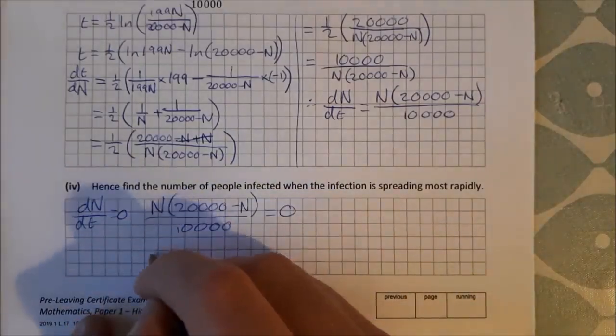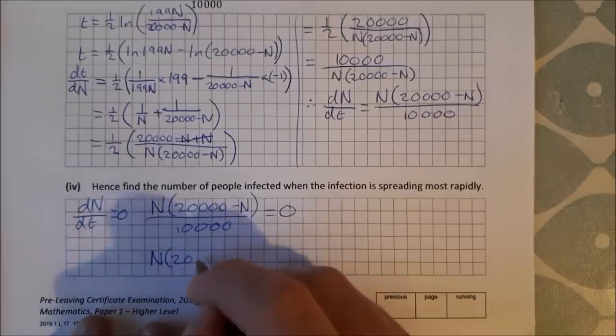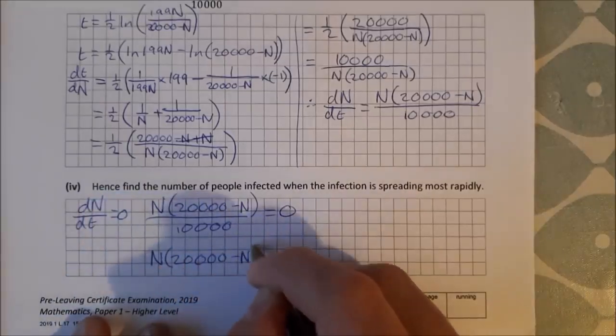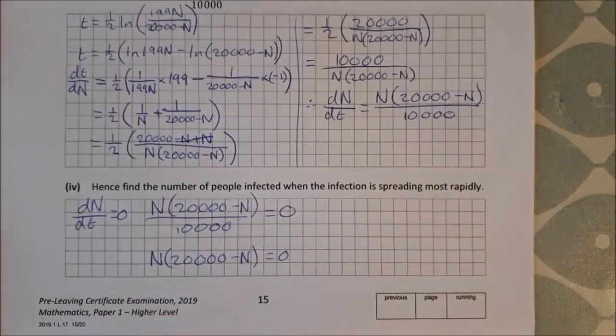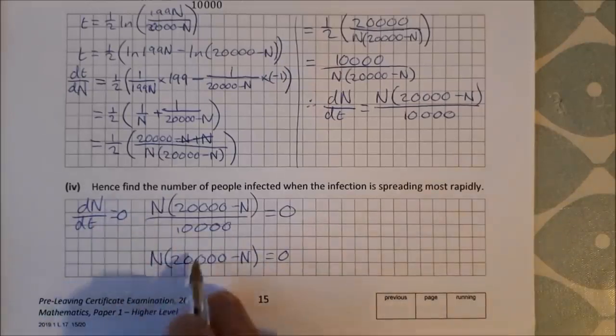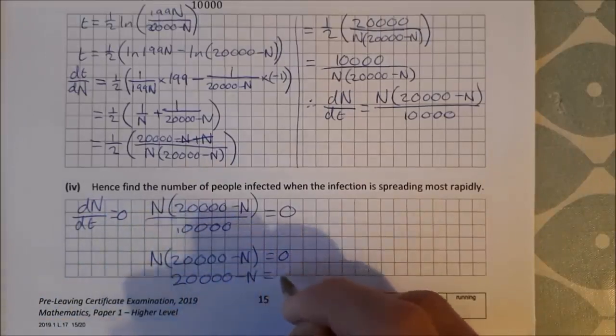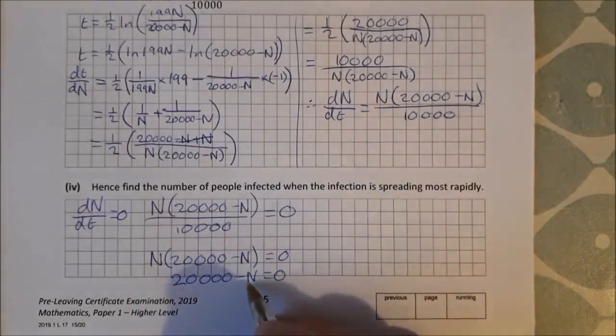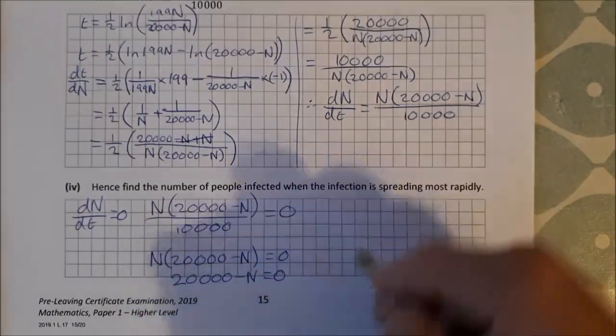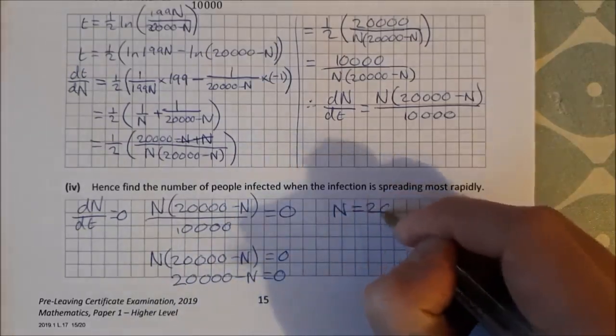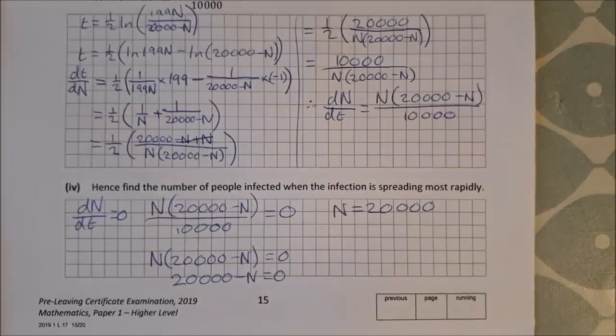Multiply across by 10,000 to get n times 20,000 minus n equal to 0. Rather than multiplying out the brackets, I can divide across by n to get 20,000 minus n is equal to 0. Then add n to both sides, n is equal to 20,000. So the number of people that's infected when the infection is spreading most rapidly is 20,000.